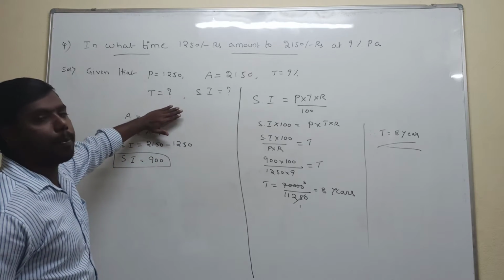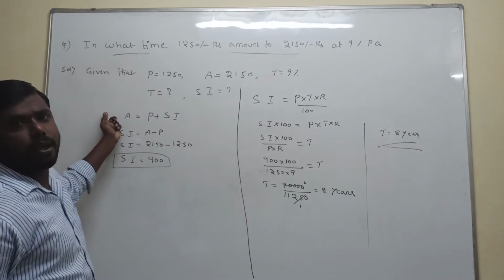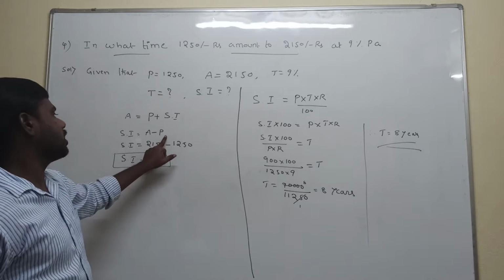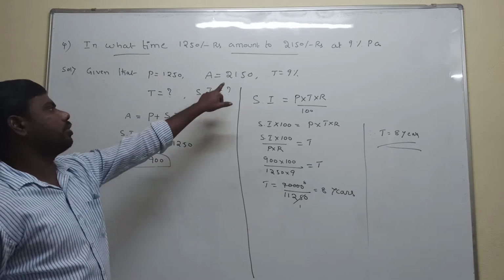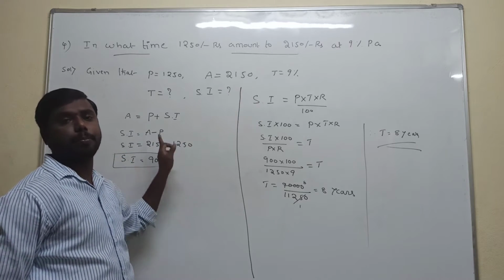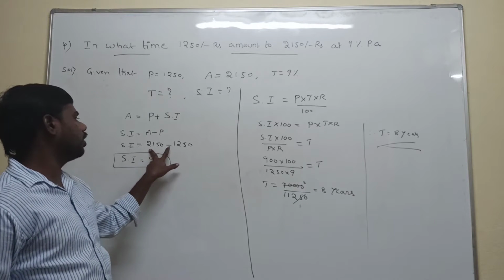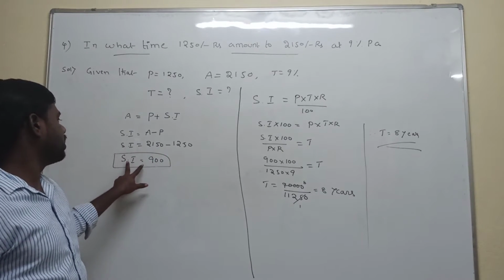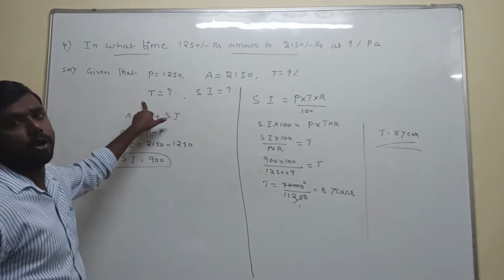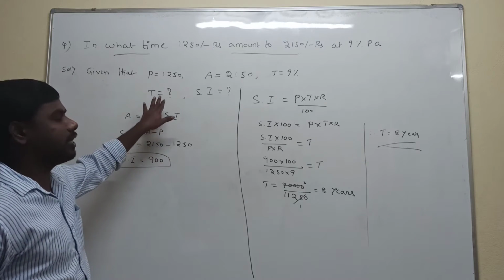That's why capital P is taken from RHS to LHS, minus P: simple interest is equal to A minus P. What is the capital A amount value? 2150 minus the principal amount, 1250 rupees. We subtract those two values. Simple interest we get is 900. Next we need to calculate time. That's why we apply the simple interest formula, after that we find the value of T.